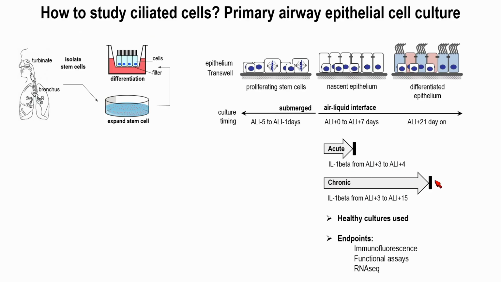And then we also treated at a chronic time point where we went from ALI 3 to ALI 15, where the epithelium is mostly mature at this time, and we wanted to understand what chronic exposure to IL-1 beta during this differentiation and maturity would lead to. All of the cultures in the study are from healthy donors. We haven't moved into the CF cells yet. And for the endpoints, we wanted to look at immunofluorescence for protein, as well as functional assays for cilia function, and transcriptomic data to help us pin down a mechanism.